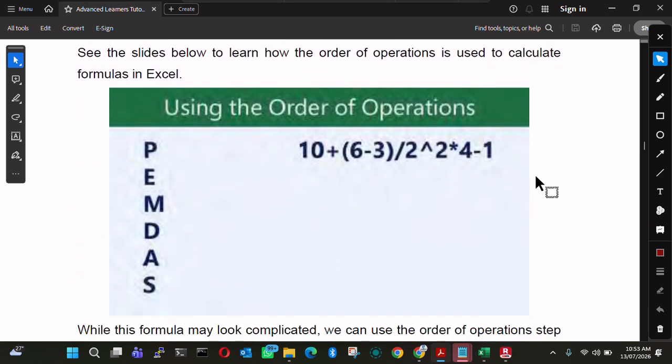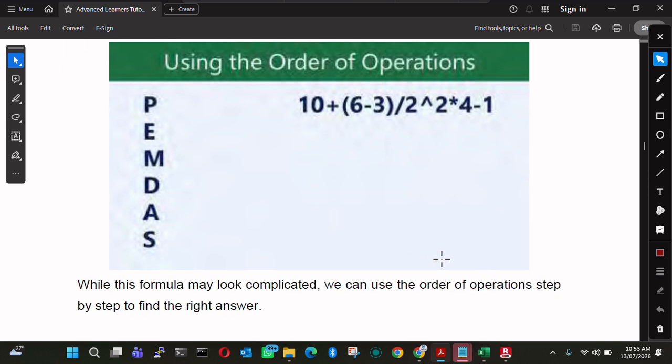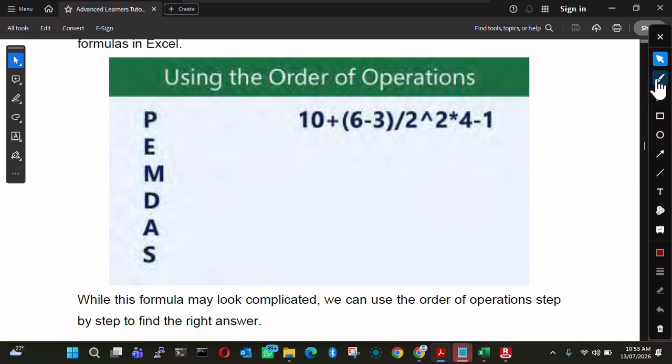So it is the order in which we do our calculations. For example, look at this calculation on the screen. The way it is calculated follows this pattern: PEMDAS. P stands for parenthesis.